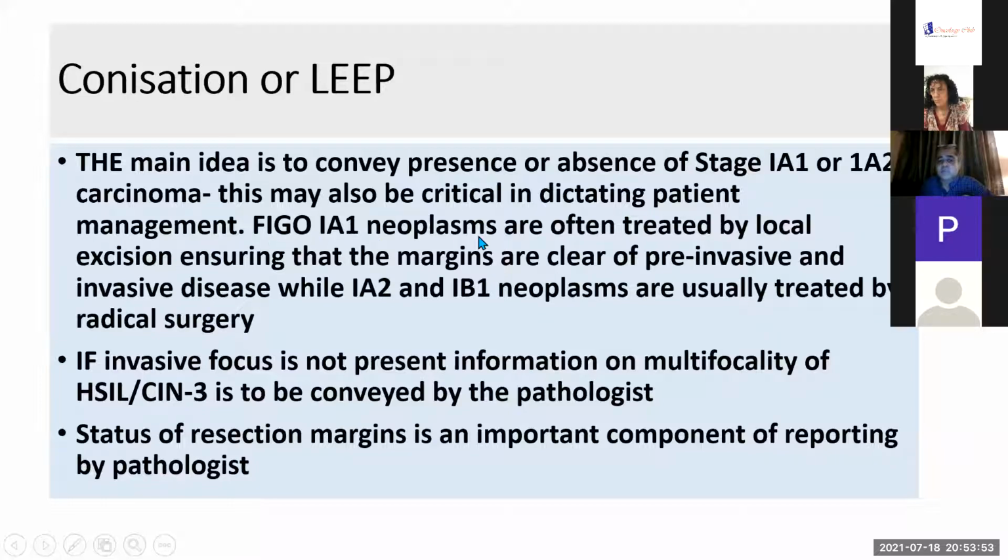FIGO 1A1 neoplasms are often treated by local excision, ensuring that the margins are clear of pre-invasive disease, while 1A2 lesions and 1B1, we will come to the staging later, are usually treated with radical surgery.